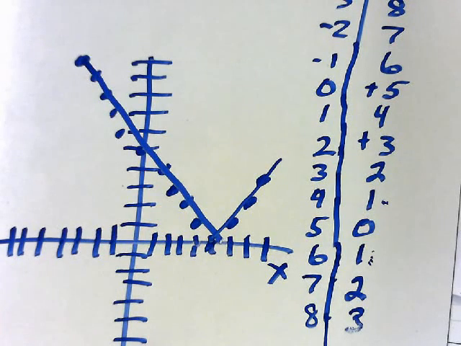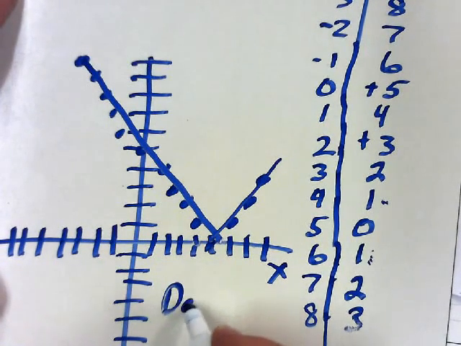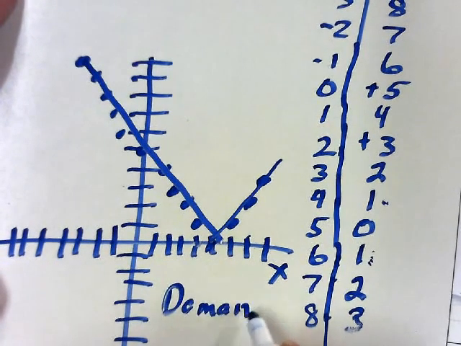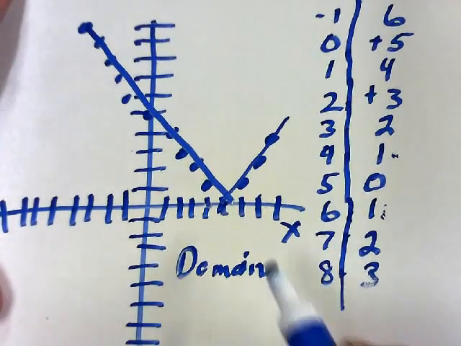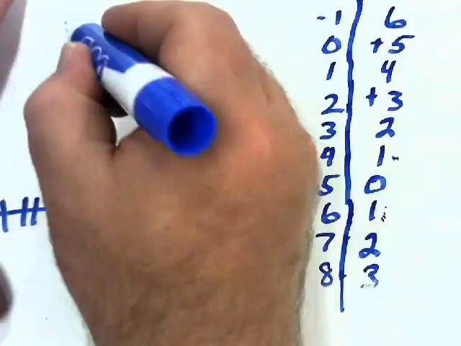Any questions? So then for the domain and range. Okay, domain. For the domain, it has to deal with x values. Would this x value continue to go out to the left? Will it continue to go out to the right? So it's all real numbers.